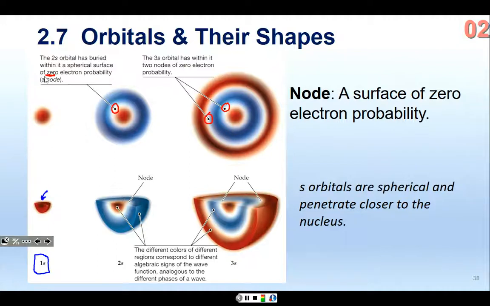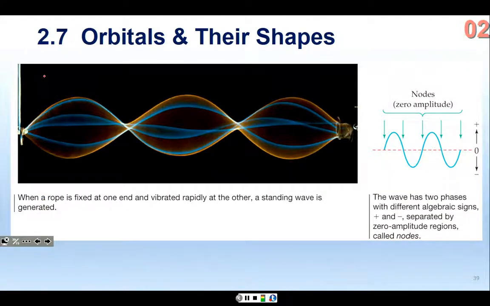The node then is a surface of 0 electron probability. There are places where it's likely and unlikely for electrons to occur. But the s orbitals are spherical, and they're the ones that penetrate closer to the nucleus. So let's talk about nodes again.